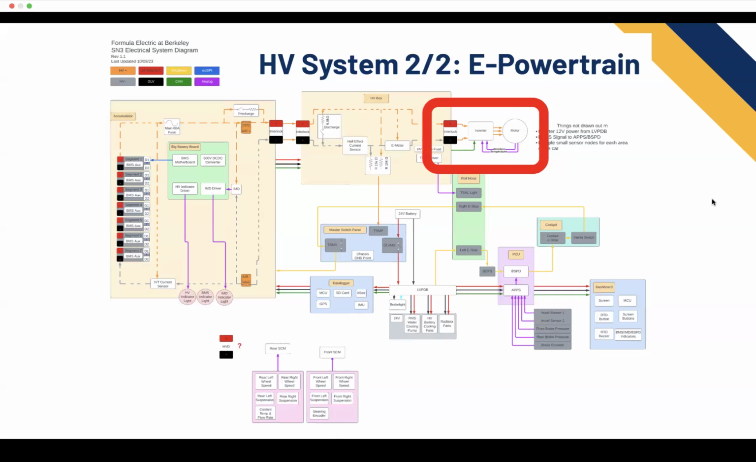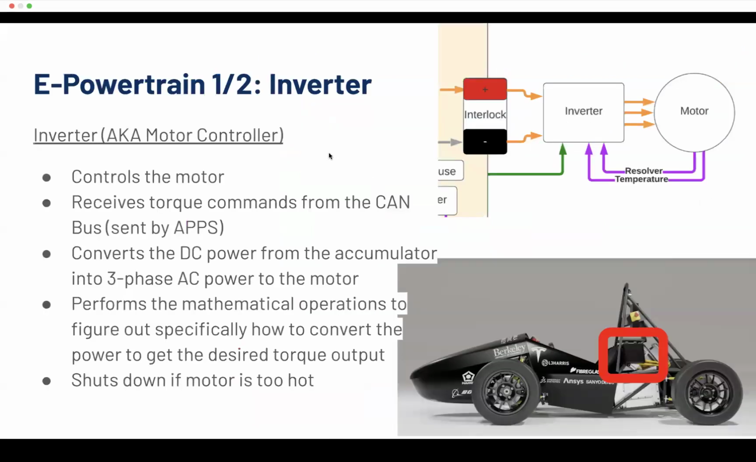Okay. All right then. So first talking about the inverter. So the inverter gets high voltage after the HV box through this interlock. It also gets CAN bus from the HV box. Controls the motor, receives torque commands on the CAN bus from the APPS, converts the DC power that we're getting from the battery into three-phase AC power that controls the motor. And it does all the math to figure out how exactly to get DC to AC.